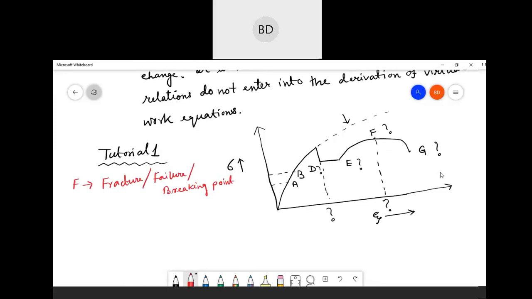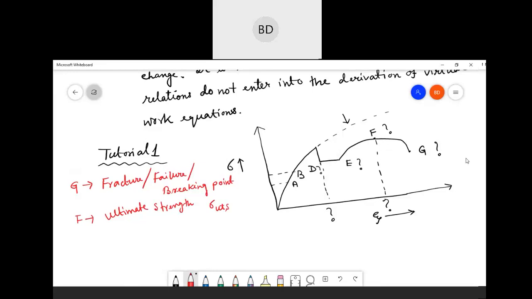Sorry? It was Z, so ultimate strength, sir. This is Z. F is ultimate strength. So Z is the fracture point. Then F is the ultimate strength, that we call sigma UT or UTS, the ultimate strength, that is the ultimate stress.